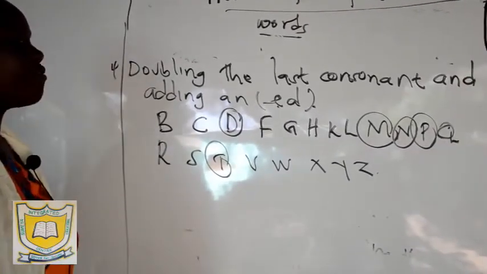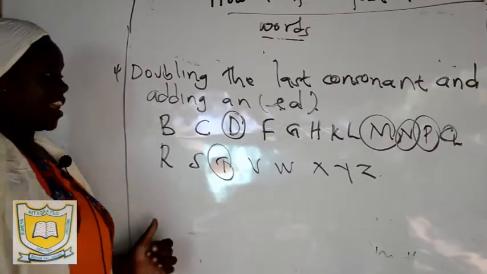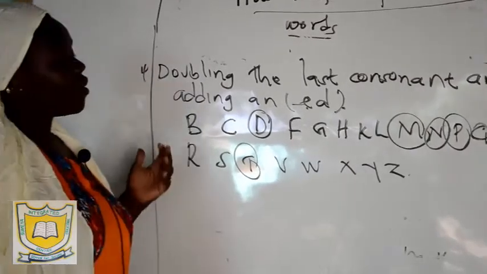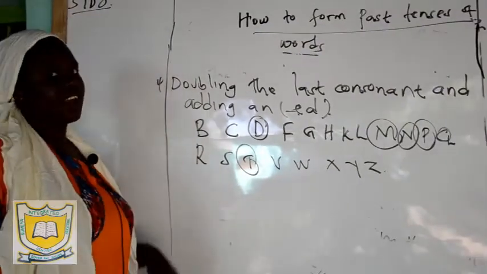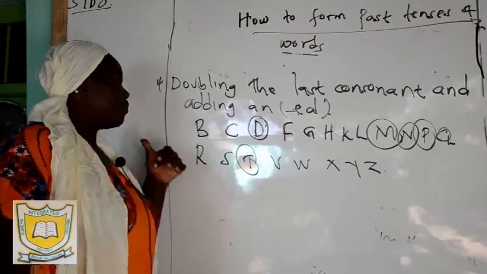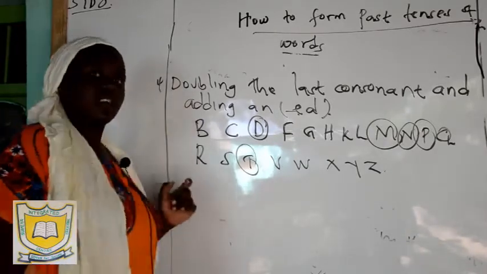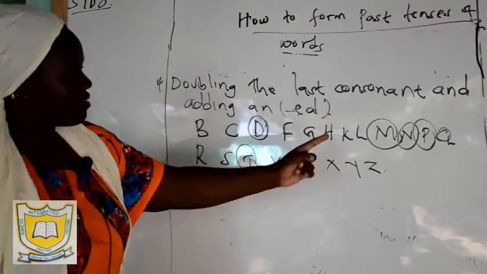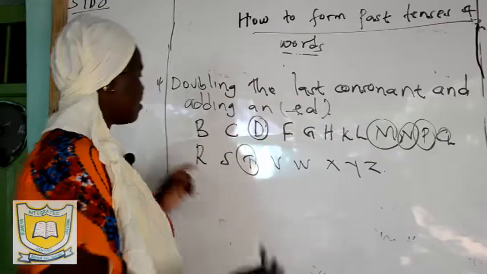So if you want to form the past tenses of some of the words that end with an N or an M, or a P or a T, I said some, not all, you first double the last consonant of that word, doubling the last consonant and then adding an ED to form its past tense.